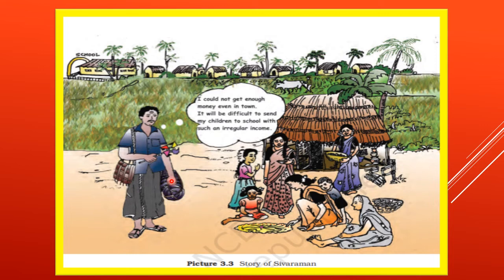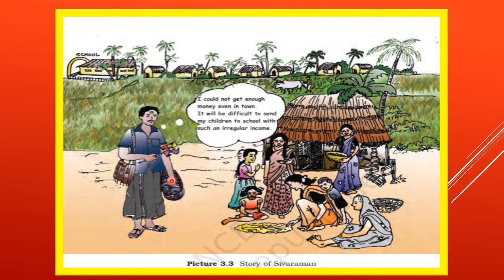Why 5 to 6 months in a year? It depends on the sowing and harvesting season. At other times he does odd jobs in the town. This is because Shiva Raman belongs to a lower caste and is therefore uneducated, he cannot find a better paying job for himself.